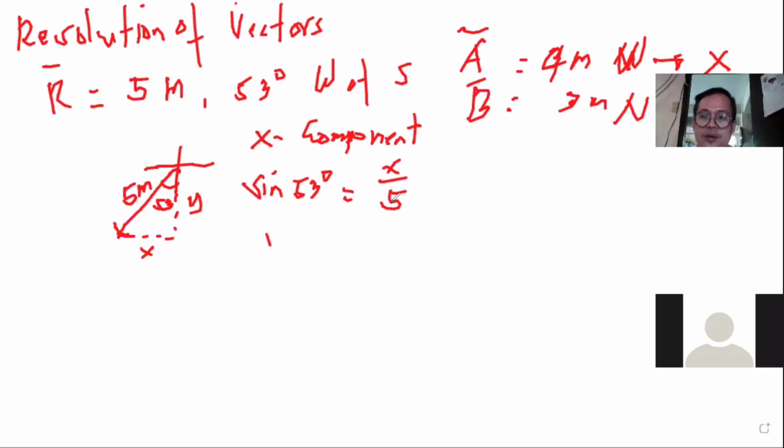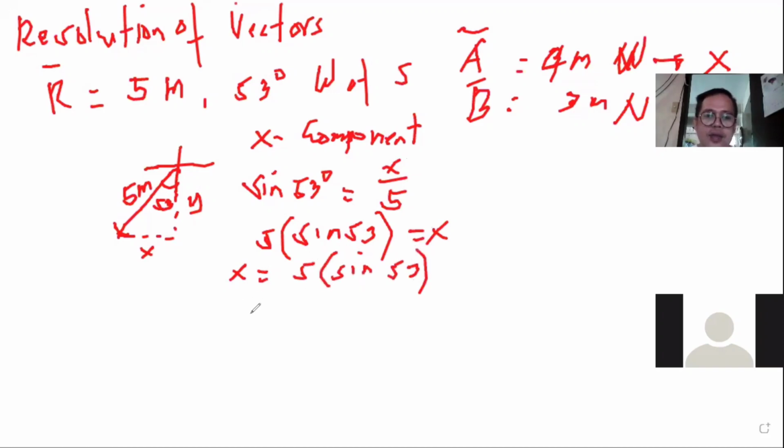So we will transfer this 5 to the other side of the equation, wherein 5 divides your X. If it is dividing your X, once it crosses the equal sign it becomes a multiplier. So this will be 5 times sine 53 equals X, or written as X equals 5 sine 53. And this will be equal to 4 meters, or 3.99.